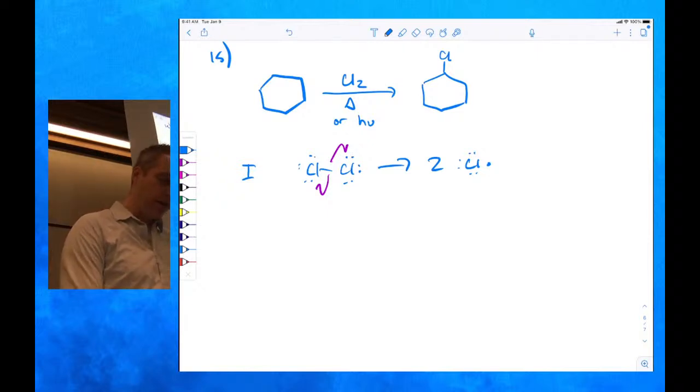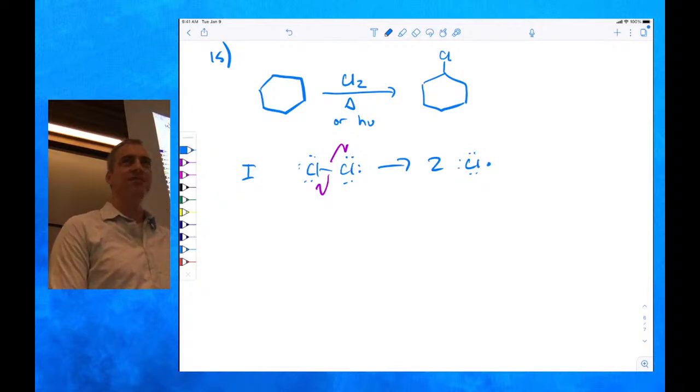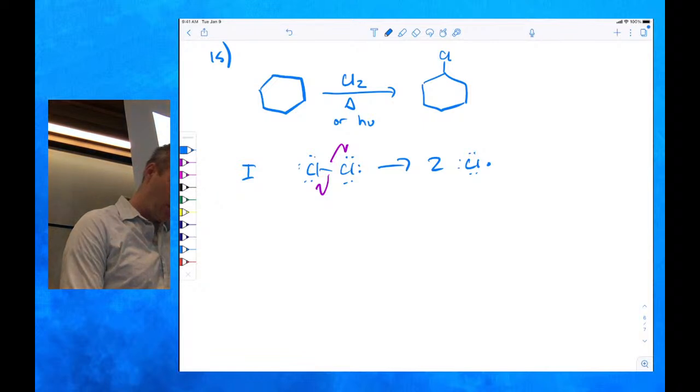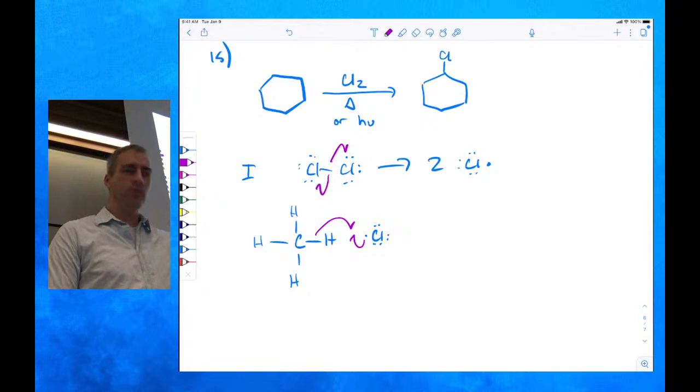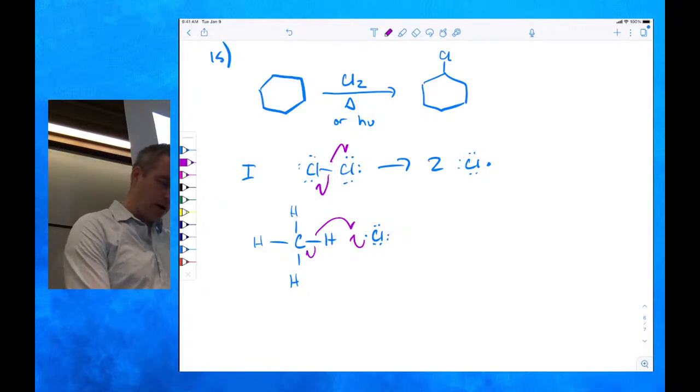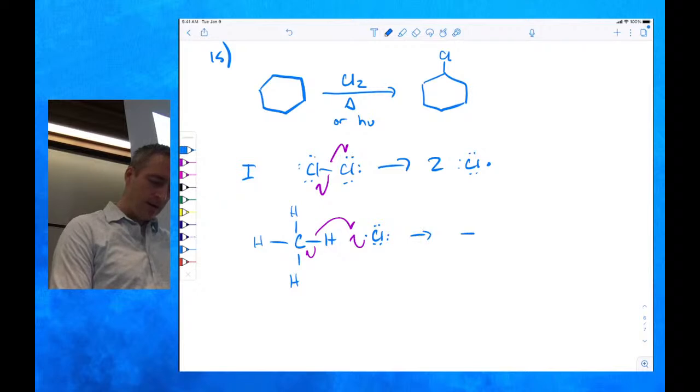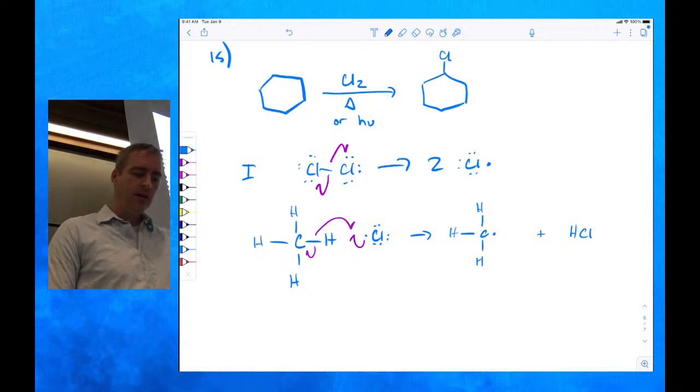I'm going to change the molecule here to methane just so I don't have to write so much. We're going to simplify this thing. So we're going to take methane and chlorine. And what happens is one of the bonds splits. One of the electrons goes with the electron from chlorine. The other one goes onto the carbon. And you end up with the methyl radical plus HCl. And this is a propagation step because you start with a radical and end with a radical.